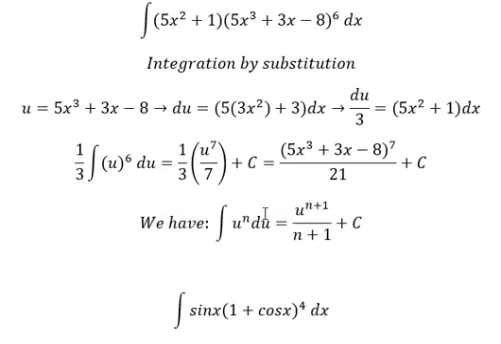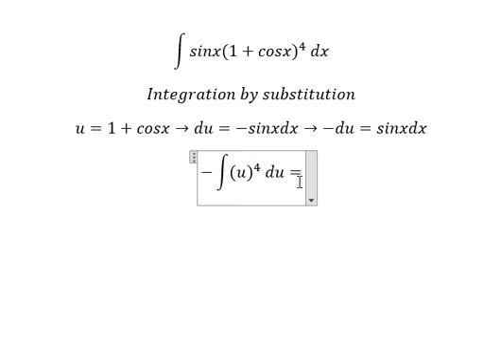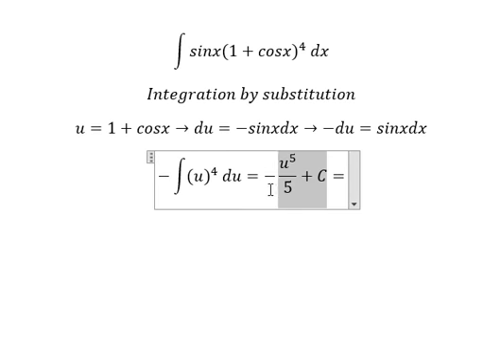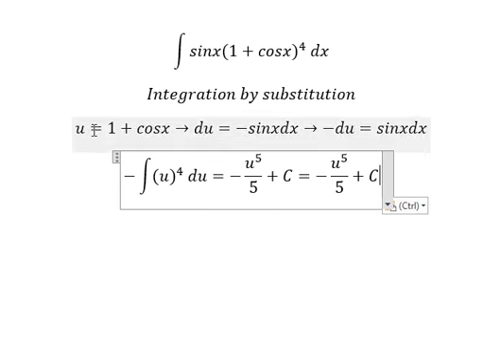And this one we apply the same formula in here. About u, that is about this one.